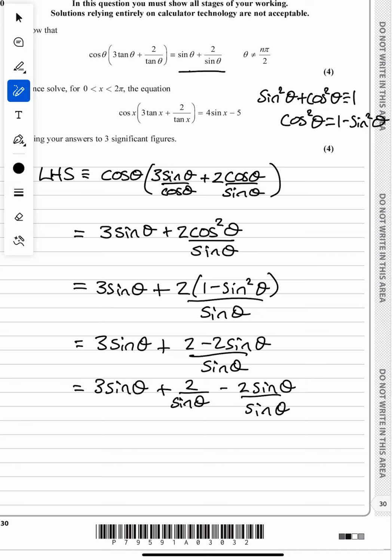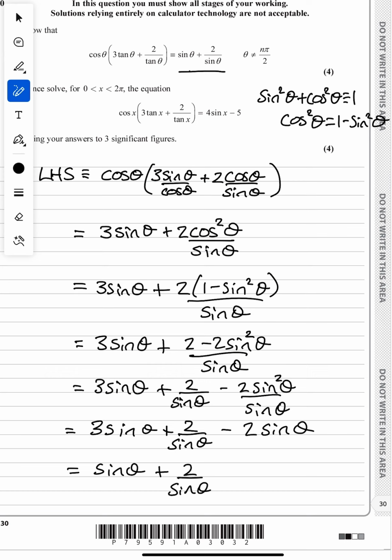So then we've got 3 sine theta. I've missed out a squared, haven't I? This should be squared here, and this should therefore be squared. So plus 2 over sine theta, and then this simplifies just to 2 sine theta. 3 sine theta minus 2 sine theta is just sine theta. And therefore we have proven, so equals to right-hand side. There's a few different ways you can do that. That's just the way I would go with it.